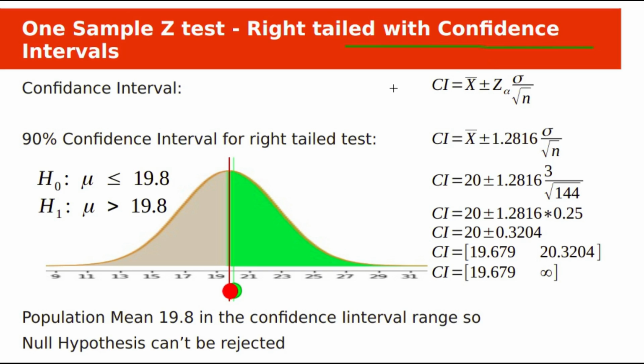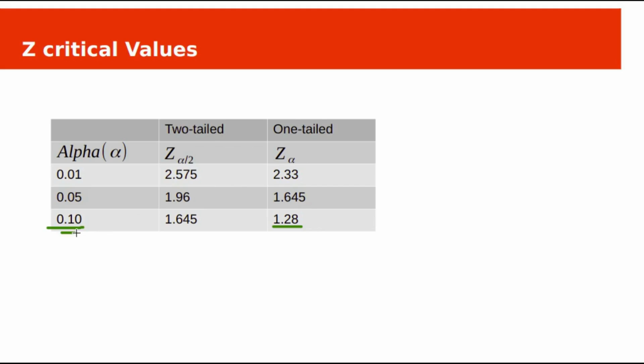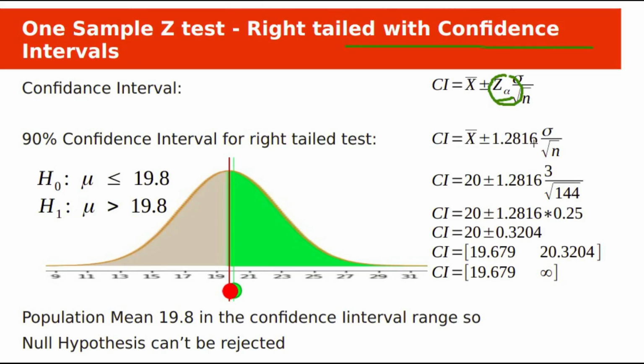Let's see by using confidence intervals. Since this is also a one tail test, you have to find the z critical value for a one tail test. For 90% confidence level, alpha is 0.10, so the one tail z critical value will be 1.28. Exactly, it is 1.2816. The sample mean here is 20, this is the z critical value, the population standard deviation is 3, and the sample size is 144. If you calculate the upper bound and lower bound, the lower bound will be 19.679 and the upper bound is 20.3204.